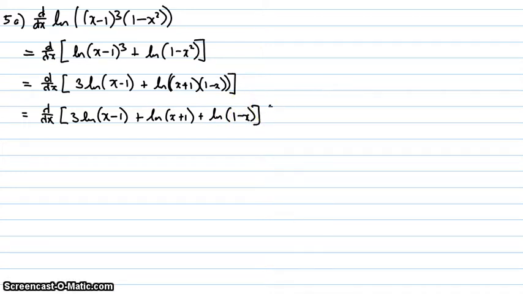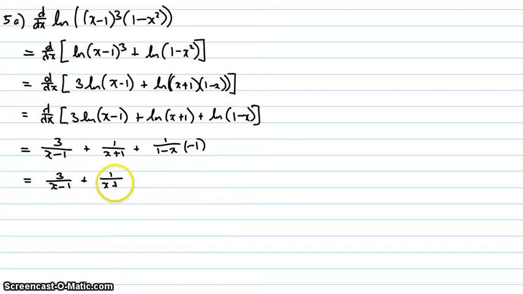So when I differentiate this, what do I get? I'm going to get 3 over x − 1 plus 1 over x + 1 plus 1 over 1 − x, then multiplied by the derivative of the inside and the chain rule, I get a minus 1 here. So this is the same thing as 3 over x − 1 plus 1 over x + 1 plus 1 over x − 1, using the minus 1 to change the order in the denominator.